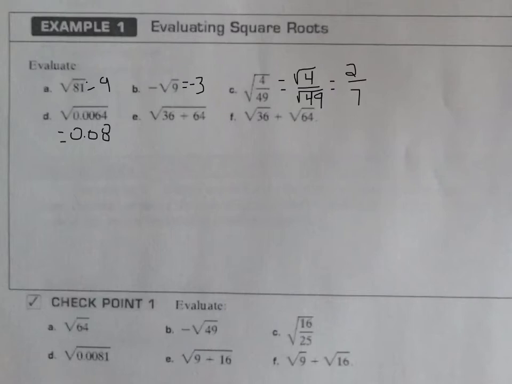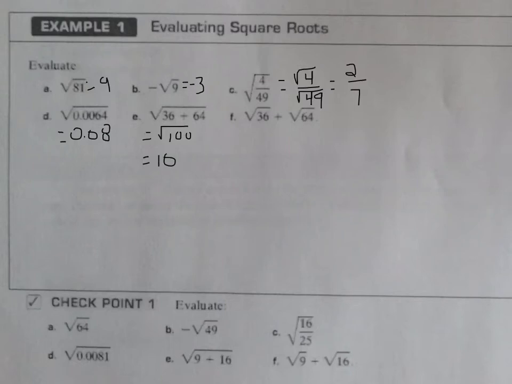Now, if you have addition in part E, if you have addition under a square root, you can add underneath the same square root. So I can add 36 and 64, and this is going to equal the square root of 100, because that's what 36 plus 64 is. And then I can take the square root. The square root of 100 is 10.